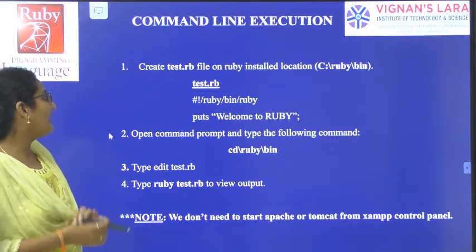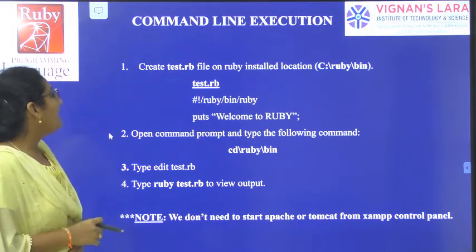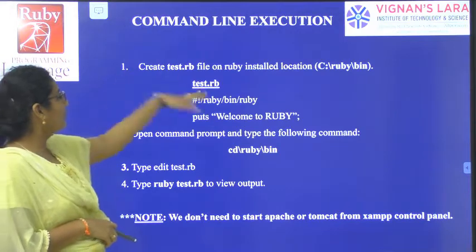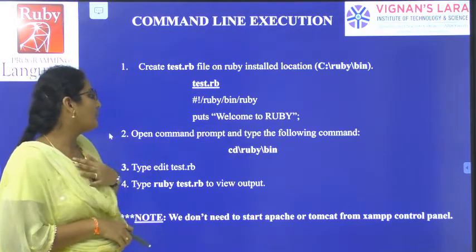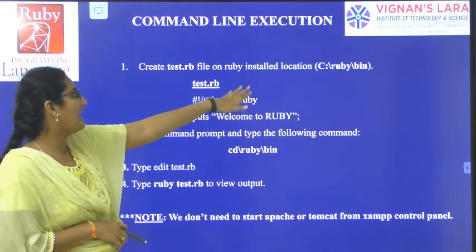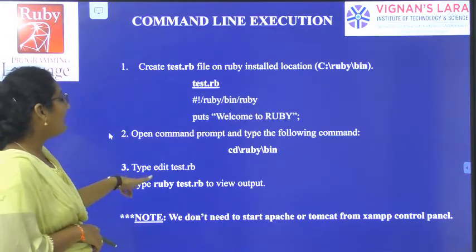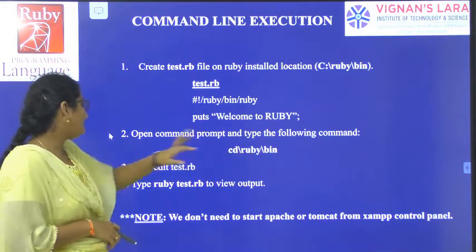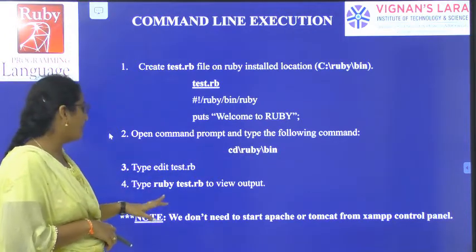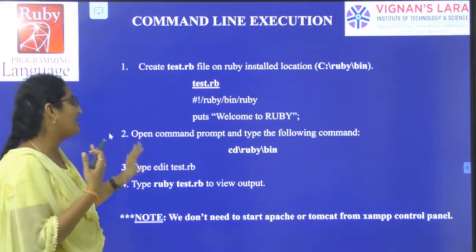We are creating a file called test.rb. In that file we have the program to print welcome to Ruby. And we are storing this test.rb file in the C drive Ruby bin folder. After that we are opening the command prompt and typing cd ruby bin. Then we can see the output of test.rb. Here we are not using any Tomcat or Apache.